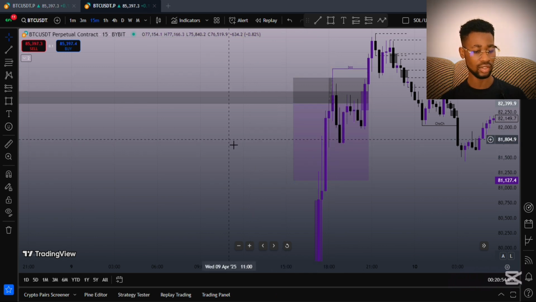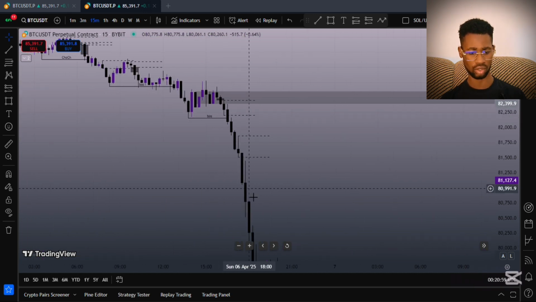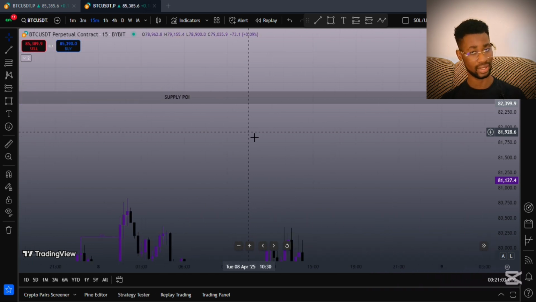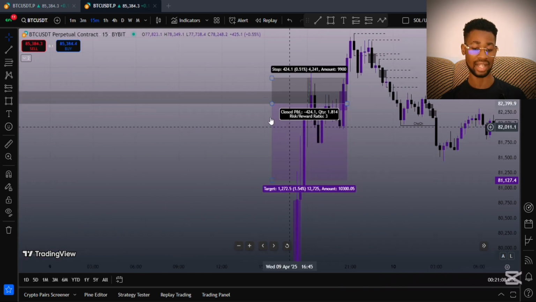Was this a valid supply region? Yes, it was. There was an aggressive move. There was a break of structure. It was actually valid. But the biggest mistake is you didn't wait. Okay, let's say you traded like this. You didn't wait for price to react at that region first.